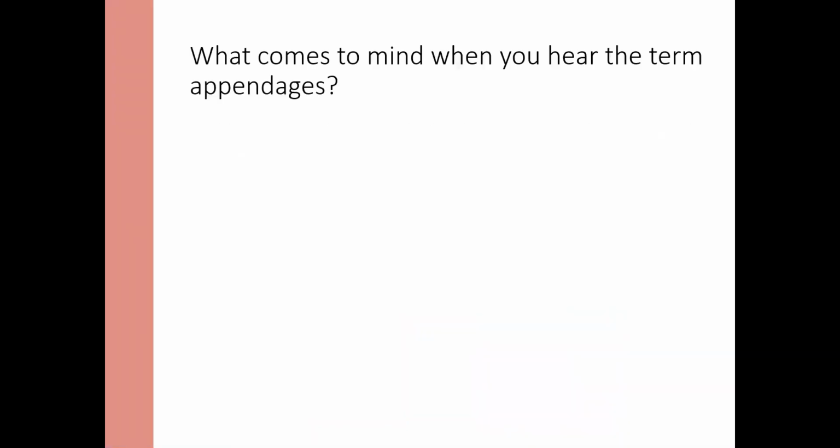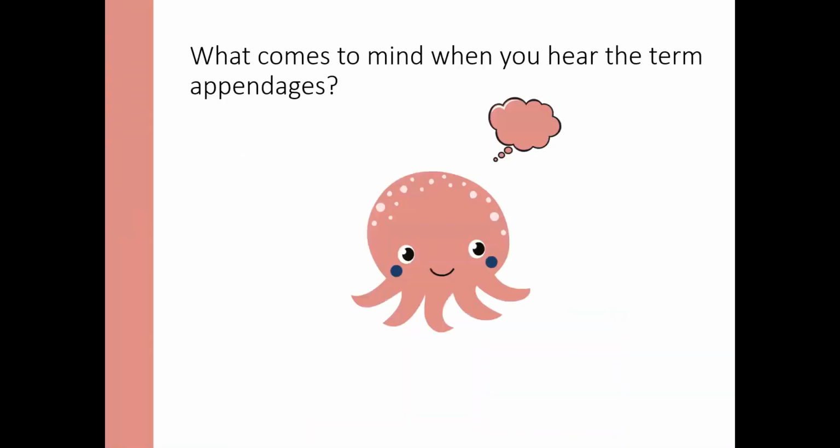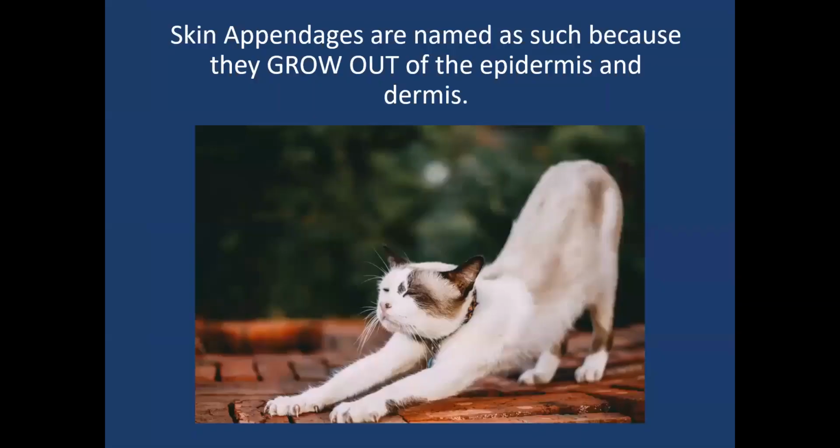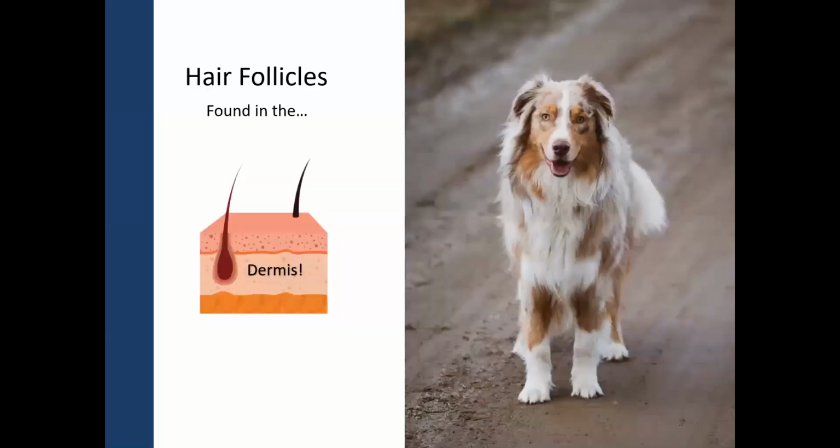What comes to mind when you hear the term appendages? Hair follicles, oil and sweat glands, nails, and claws are all skin appendages. Skin appendages are named as such because they grow out of the epidermis and the dermis.